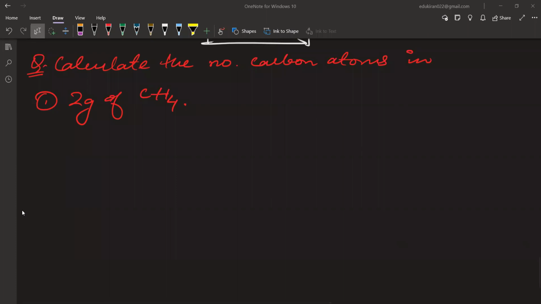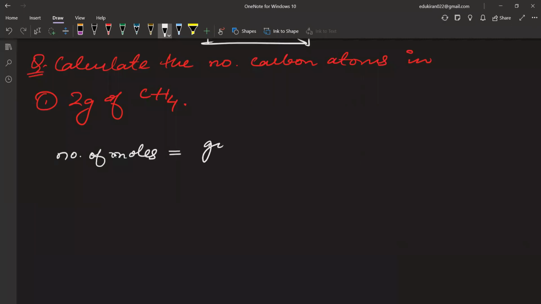Fatima, this is the answer for this question. Yeah, sir. Let us see. What did you calculate? Number of carbon atoms. What did you calculate, Fatima? Sir, the number of atoms in carbon. No, you have to calculate the number of carbon atoms in CH4. What you have to calculate? Yes, sir, I calculated. Okay, fine. What is the number of moles you got? Tell me.